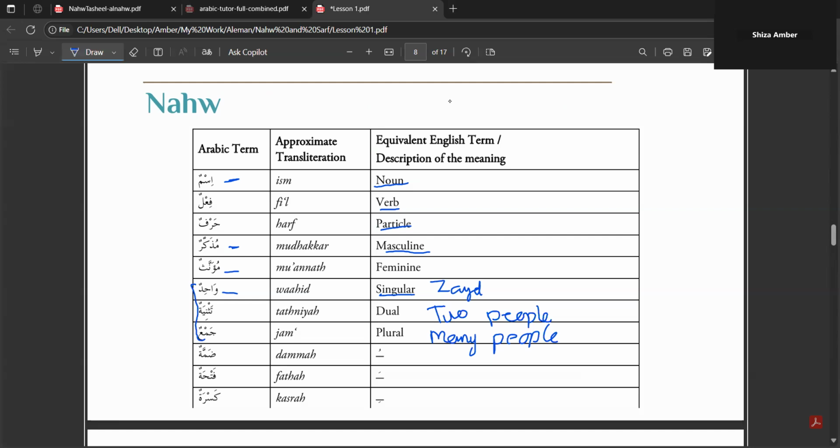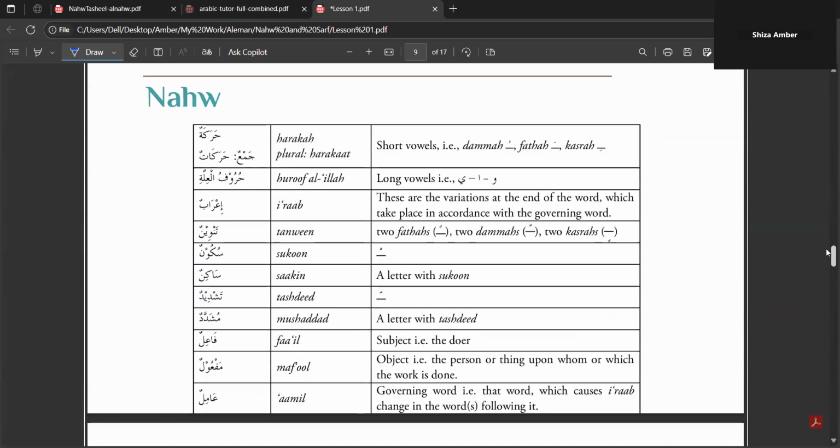Okay, perfect. Then we'll talk about dhamma. Dhamma, you are already aware of. Then fatha. Fatha is the one which has a line over the word, and kasra is the one which has a line below the word. I'm sure you're already aware of dhamma, fatha, and kasra. And if we move on, okay.